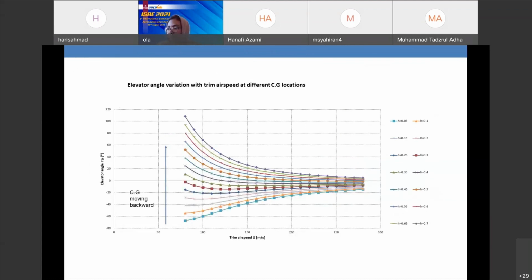Now here, the last graph that we have, the figure gives us a visual estimate of elevator deflection required to trim the aircraft with respect to the trim airspeed. For the CG from the range of 13 percent near aerodynamic forward to 33 percent at a given trim speed, less elevator deflection is required to trim the aircraft as the CG moves aft, which reduces the trim drag.